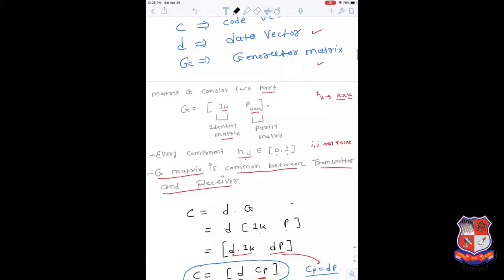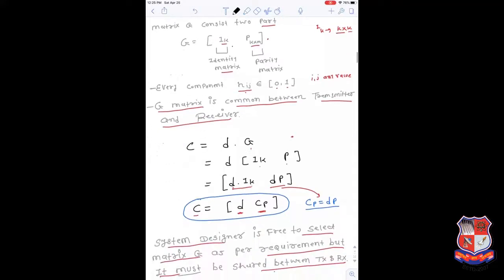The generator matrix consists of 2 parts. The first part is the identity matrix and the second part is the parity matrix, which we have learned so far. If G is defined in 2 parts, identity matrix and parity matrix, and D is multiplied with this, then D is multiplied first with I_k, which produces the same matrix D, and then D is multiplied with the parity matrix P, which is D into P and is denoted by CP. So C consists of 2 parts. The first part is the data matrix part, and the second part is the CP part. The CP part is obtained by multiplying data matrix D with parity matrix P.